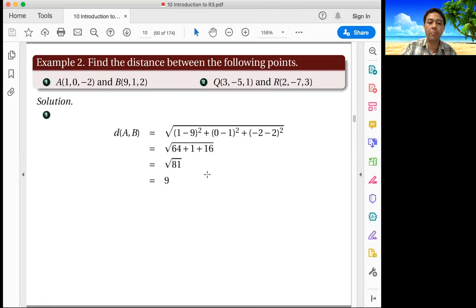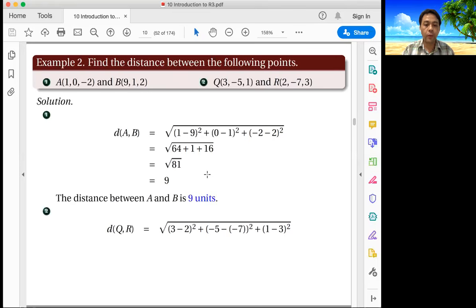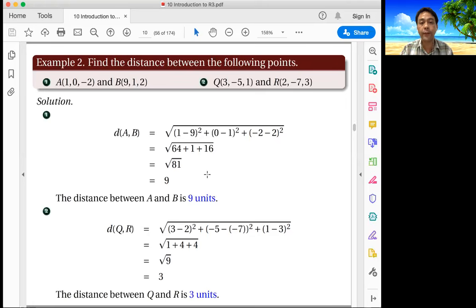For the second pair, we use the same formula: 3 minus 2, negative 5 minus 7, it becomes a plus 7, and 1 minus 3. And this is equal to the square root of 9, which is 3, and that is the distance between Q and R. So very easy. We just extend the formula for the distance in R2. You just add the third term corresponding to the z coordinate.